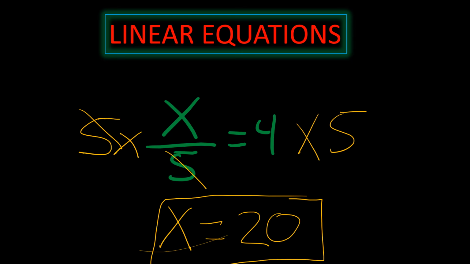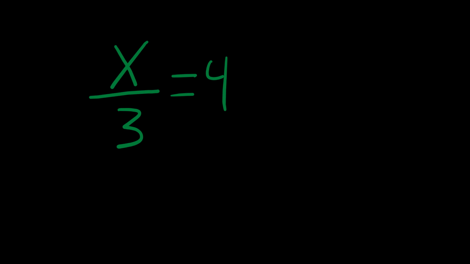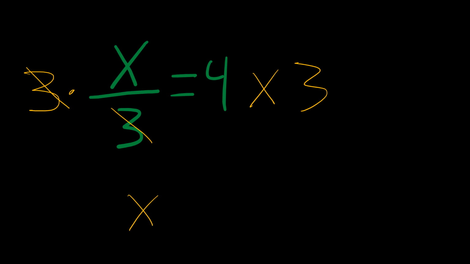So let's work through some more problems. We have x divided by 3 equals 4. Well, we're dividing by 3, so take a wild guess on what we're going to do. That's right, we're going to multiply by 3. So we have to do the opposite of what the operator is telling us to do. We're going to multiply by 3 on both sides. The 3s are going to cancel out. We'll be left with x is going to equal 12.